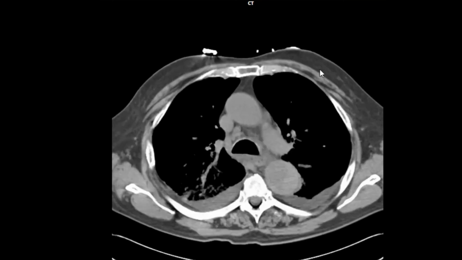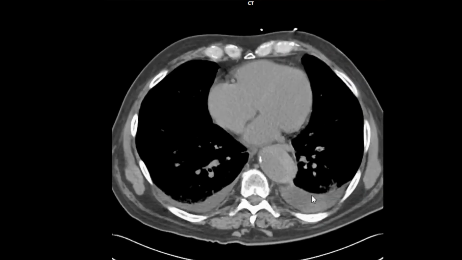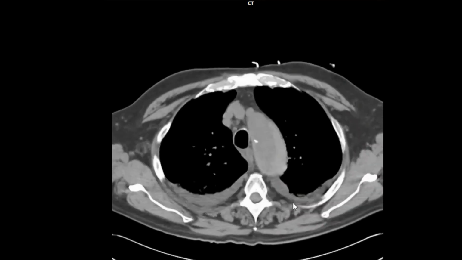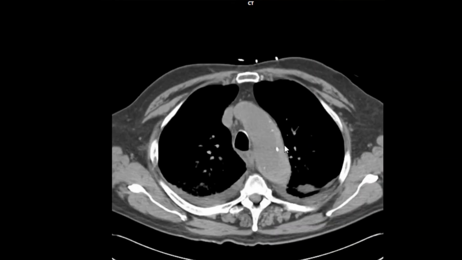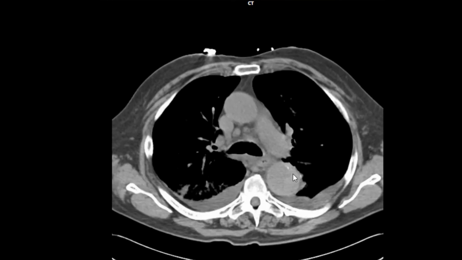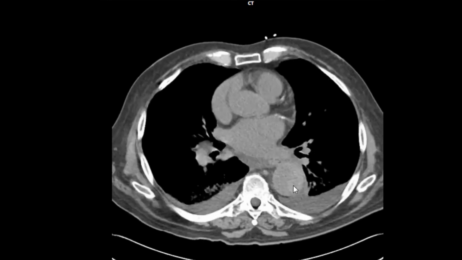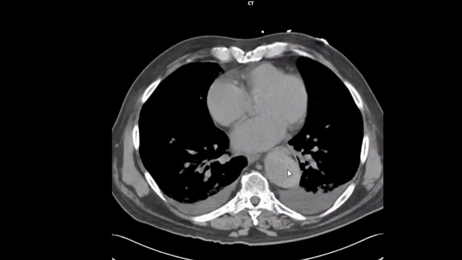Another scroll through case, and again we have some small pleural effusions bilaterally, but the main finding here is this hyperattenuating, or hyperdense, or bright curvilinear material along the aortic wall. And this is again an example of intramural hematoma.